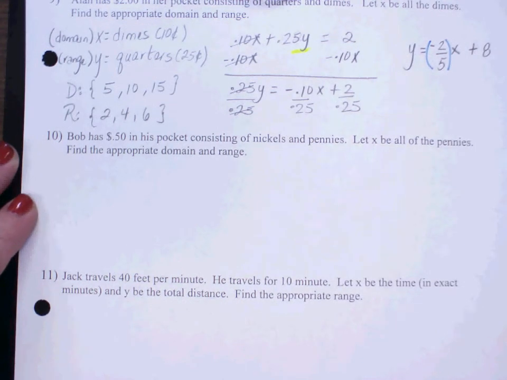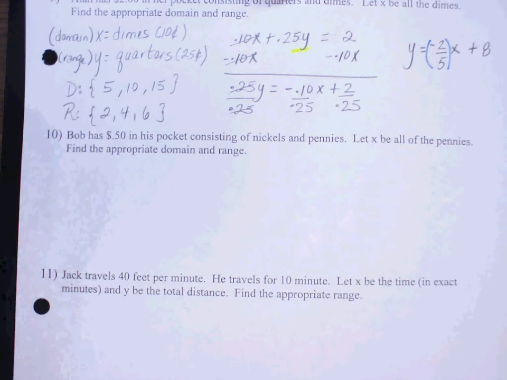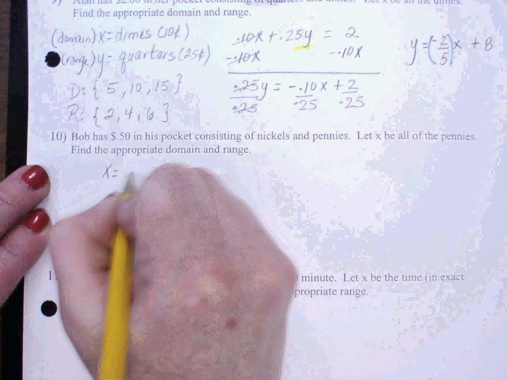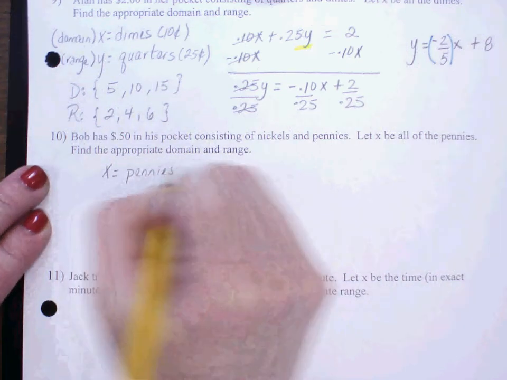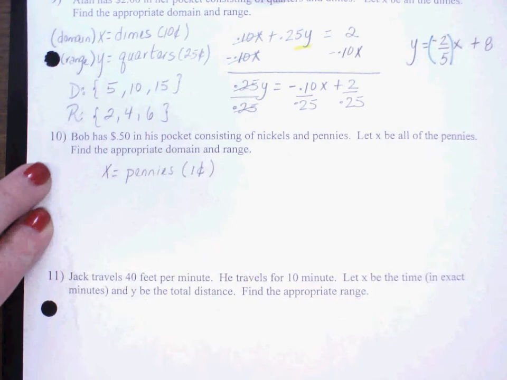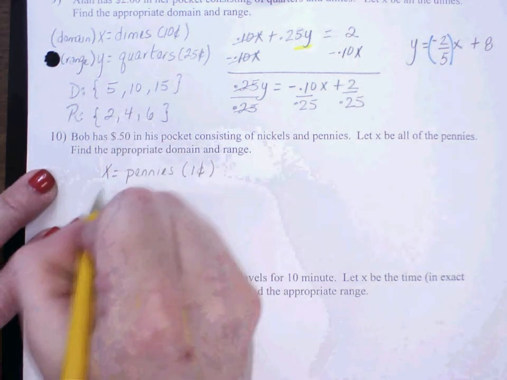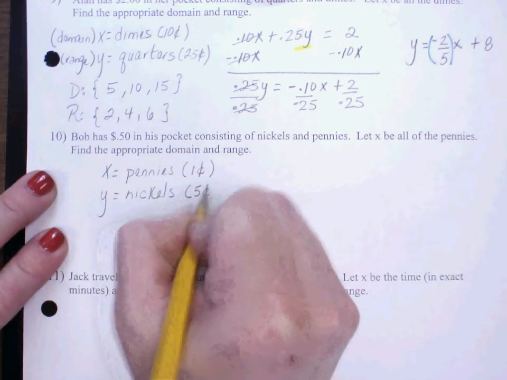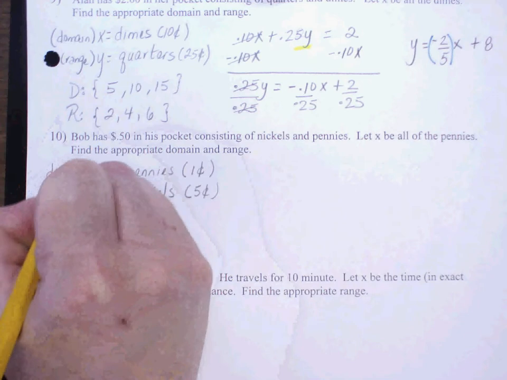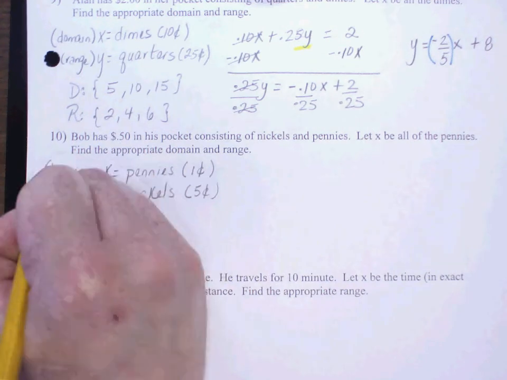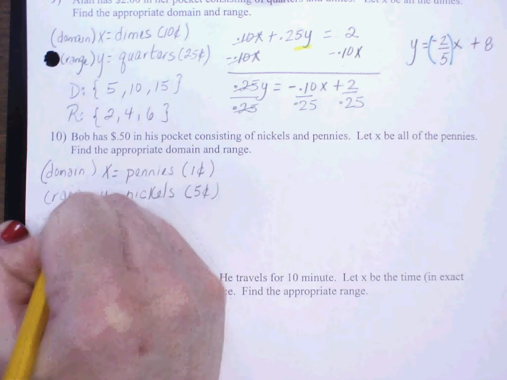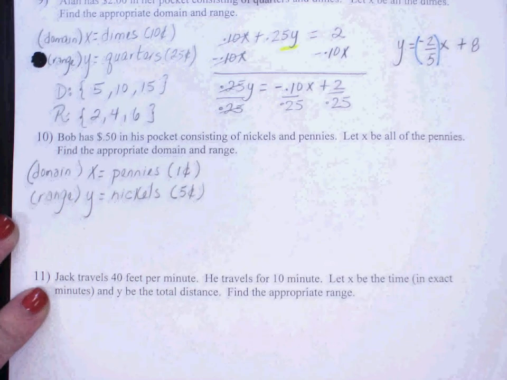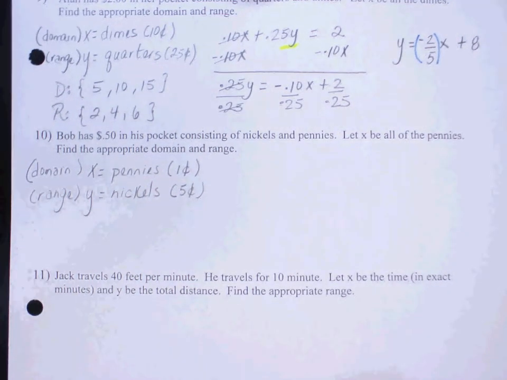Bob has 50 cents in his pocket consisting of nickels and pennies. Let X be all the pennies. That will be 1 cent. So what would Y be? Thank you. How much is the nickels? 5 cents. So this is your domain, and this would be your range. That equation needs to be equal to how much? 50 cents, because that's how much he has in his pocket, right?